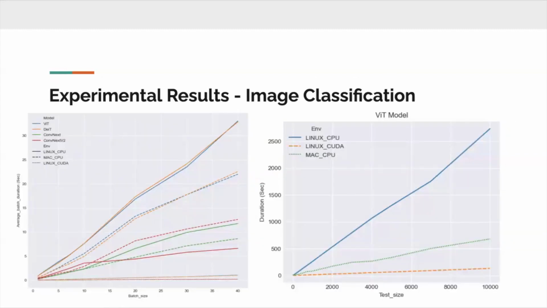Another interesting thing to note is the batch size compared to the average batch duration. As the batch size increases, it's expected that the average batch duration would also increase. But note that for the Linux CUDA GPU, it barely increases the average batch duration in comparison to both CPUs, where as the batch size increases, the average batch duration also significantly increases. And that's probably due to the time-saving effects of parallelization for the GPU. Also note on the right side that both CPUs took significantly longer in terms of duration than the GPU. However, the Mac CPU outperformed the Linux CPU.